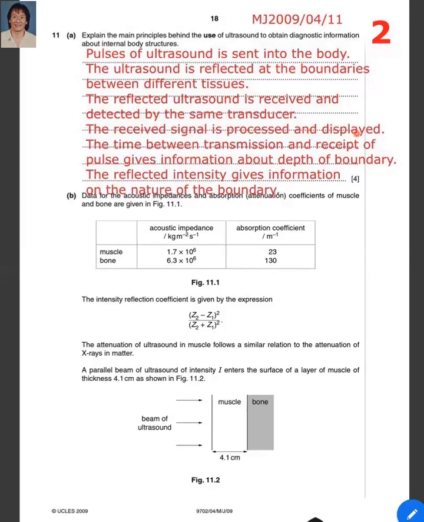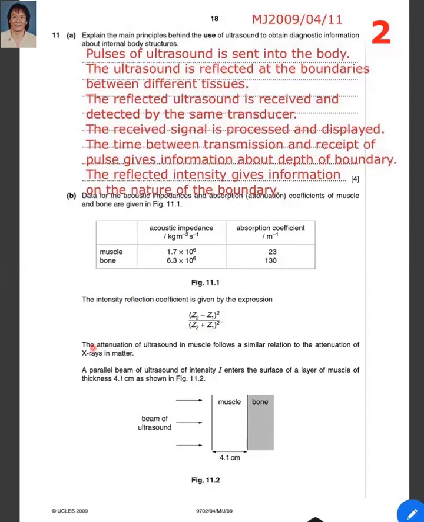The time between transmission and receipt of the pulse gives information about the depth of the boundary. And then the reflected intensity will give information about the nature of the boundary. In part D, data for the acoustic impedances and absorption coefficient of muscle and bone are given in figure 11.1. So these are the values given. And then the intensity reflection coefficient formula is also given.